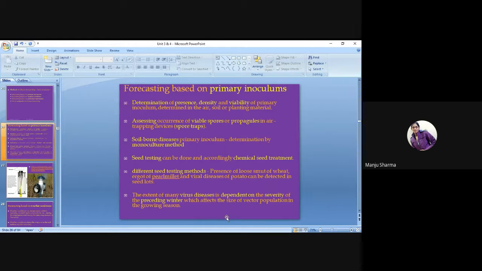Seed testing can be done, and accordingly chemical seed treatment. There are different seed testing methods, like the presence of bunt and smut, the presence of loose smut of wheat, ergot of pearl millet, and viral diseases. Pathogens can be detected in seed lots.